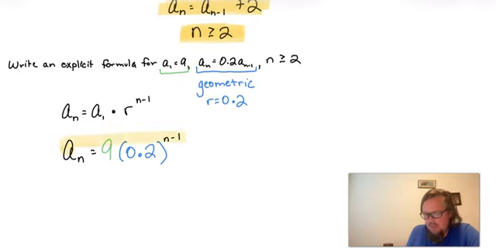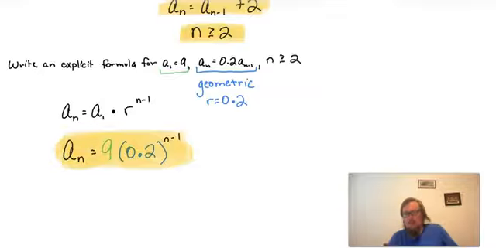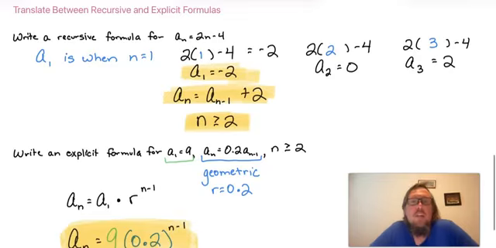So writing an explicit formula from a recursive formula is very easy. The recursive formula is so nice to us. It just tells us the two pieces of information that we need to know. Going the other way, from an explicit to a recursive, we have to do just the tiniest little bit of math sometimes to figure out what the first term should be. But then after that, it's also not super difficult.